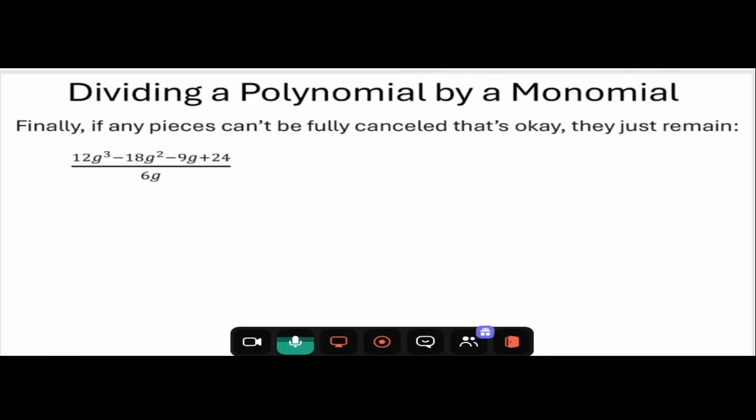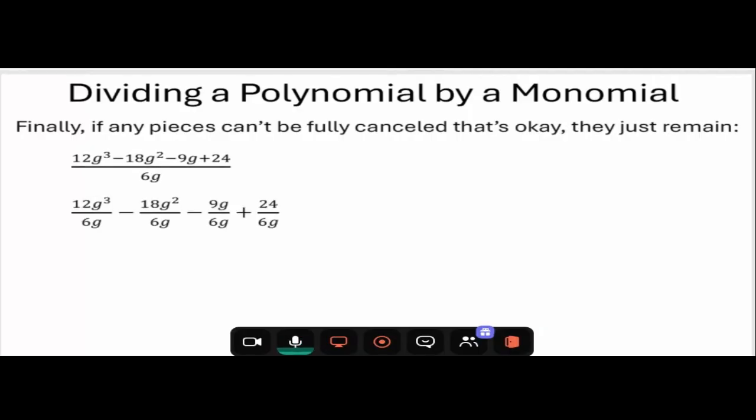Okay, last little twist is, in all the ones so far, we've been able to divide out the entire bottom. That might not always happen. You might still have a fraction, and there's nothing wrong with that. So we got 4 terms on the top. Let's separate them all out, each one of them separately over 6g.